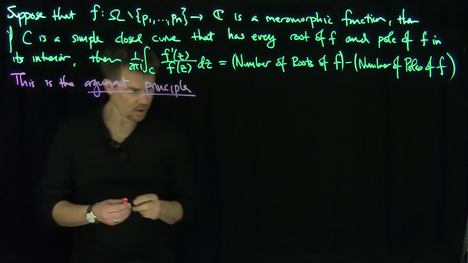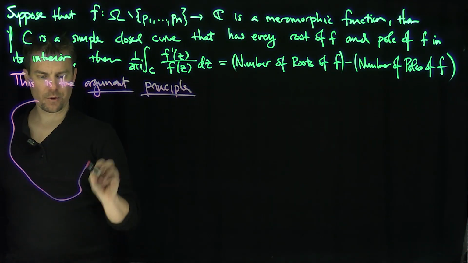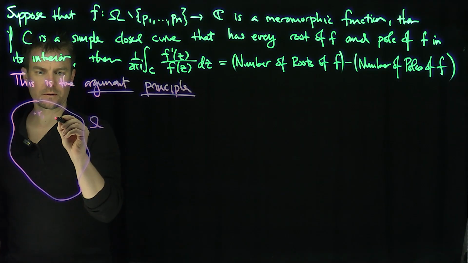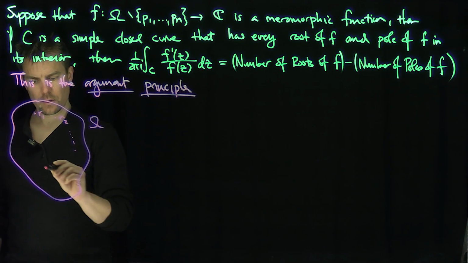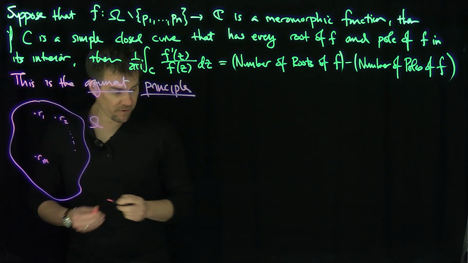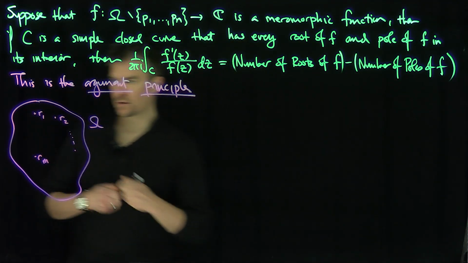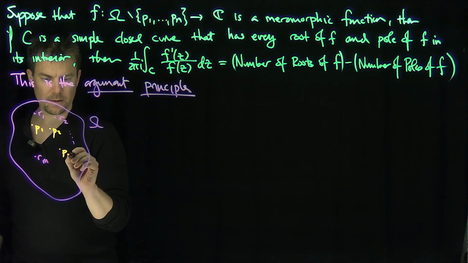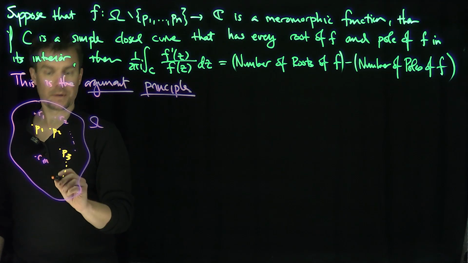Okay, excellent. So what's the setup? The setup is the following. So you have some region over here. Here's your omega. And of course you have roots. You have R1, R2, Rm, for example. There's m roots. And then you have poles, right? You have singularities over here. You have P1, P2, P3, and then Pn.